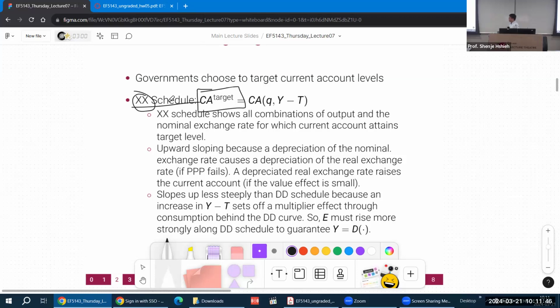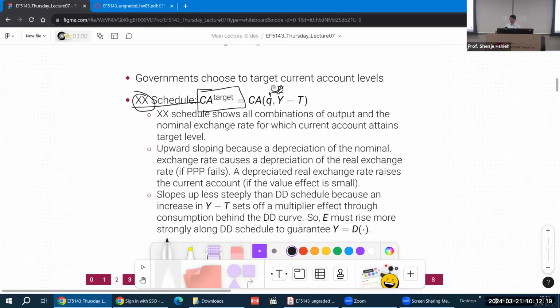We're saying that countries that have reason to manage their exchange rates are going to manage them in such a way as to achieve a specific net export target. That's why it's called CA target, because it is a specific number. They have a specific number in mind, and they want to know the combination of E and Y that achieves that target. And where does the E come from? It comes from the fact that Q equals EP star.